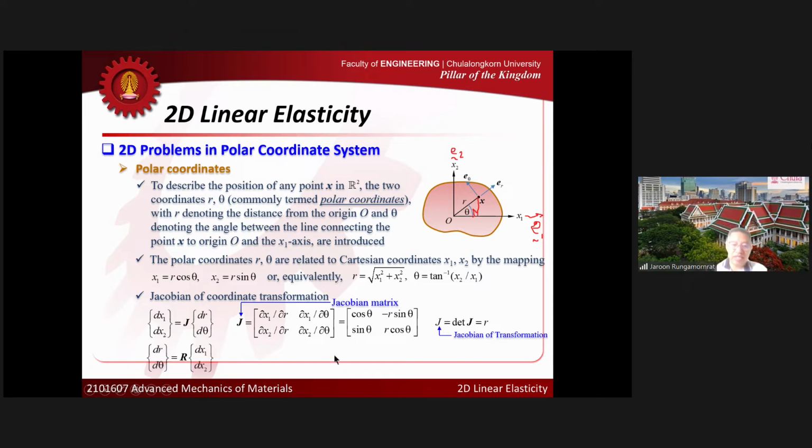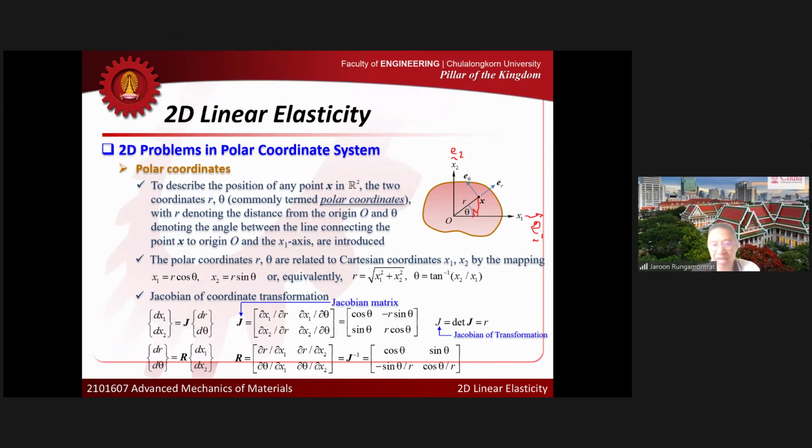We can also look at the relationship in the opposite way. In the first equation that I got here, we simply expressed the differentials of the coordinates x1 and x2 in terms of the differentials of r and theta. We can do it in the opposite way. We can express the differentials of r and theta in terms of x1 and x2. And the matrix R here can be obtained by taking the inverse of J. You can take the inverse of J and multiply both sides by the inverse of J. So now I can get R. So R is simply J inverse.